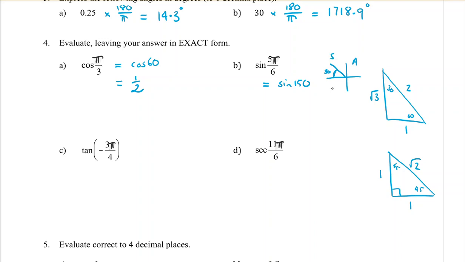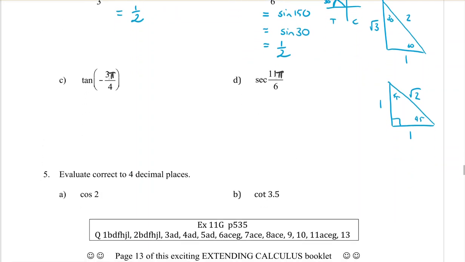Because that is in the sine quadrant, using our All Stations to Central, it would be equal to a positive sine of 30 degrees. Now we can use our exact value triangles. Sine of 30 is opposite over hypotenuse, which is going to be 1 over 2 again.